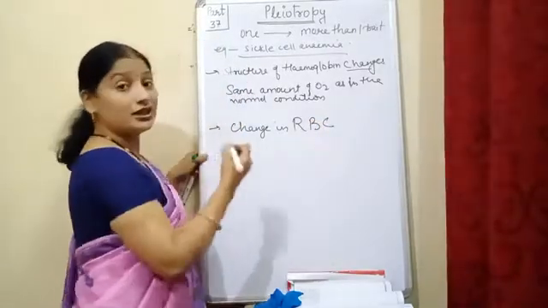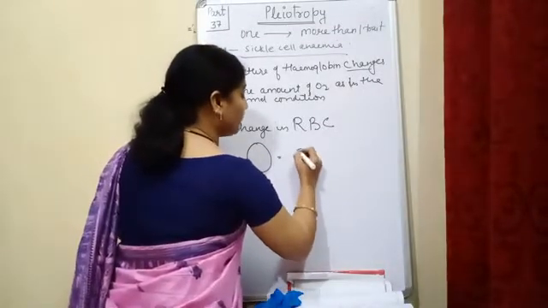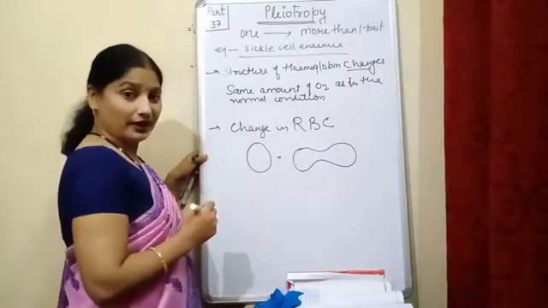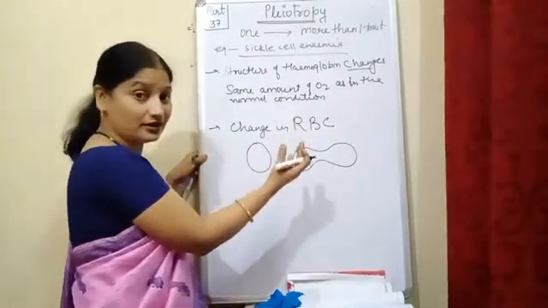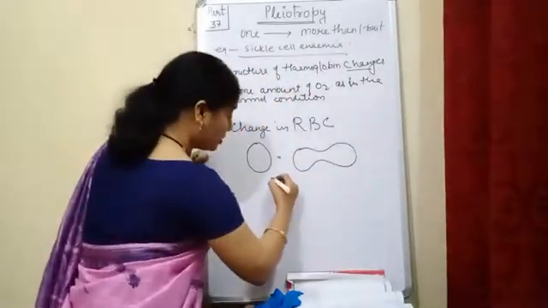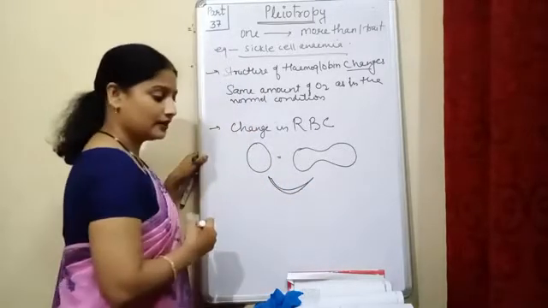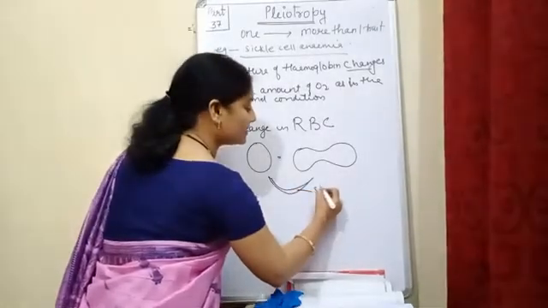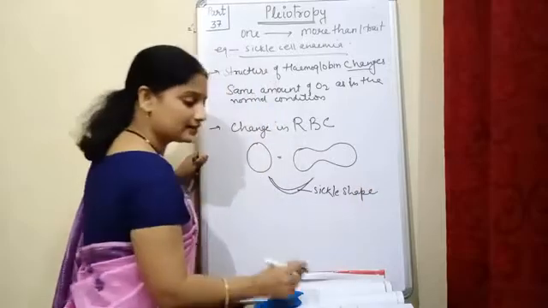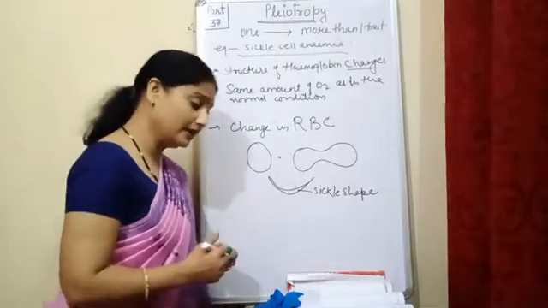What is the normal shape of the RBC? It is biconcave. We have already studied this in the previous class. It may look like this so that it can carry the oxygen. And because of the disease, the shape will become something like this. Okay. Now this is called a sickle shape, and that's why we call it sickle cell anemia, because the shape has become like a sickle.